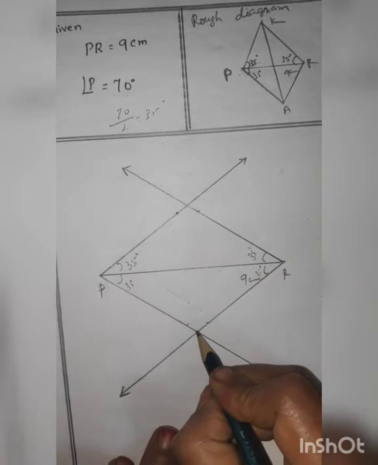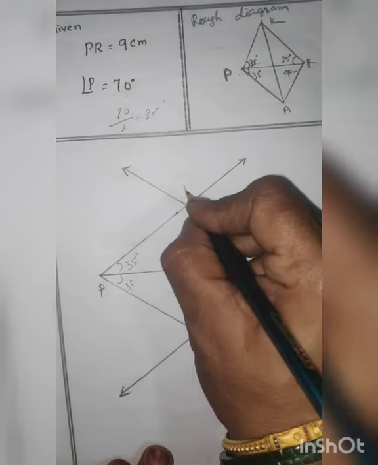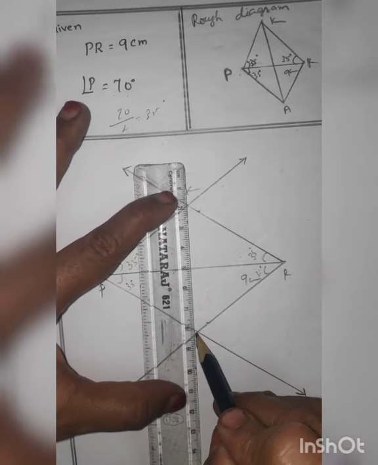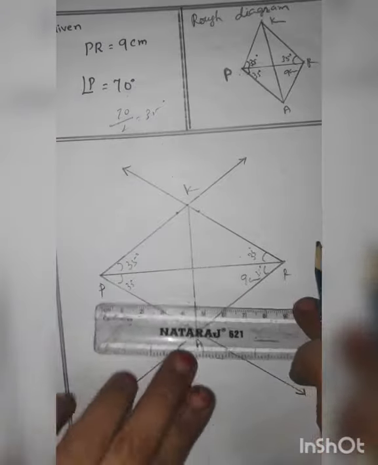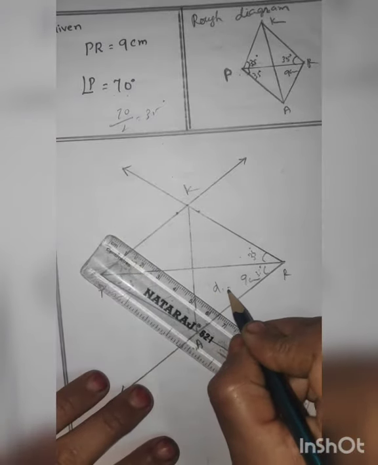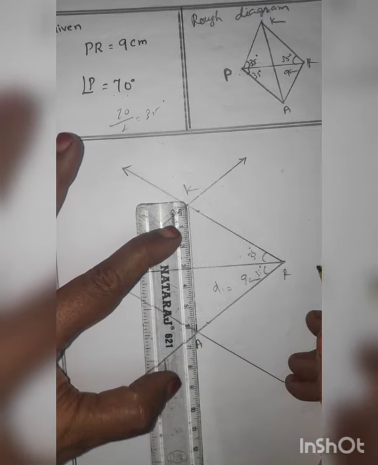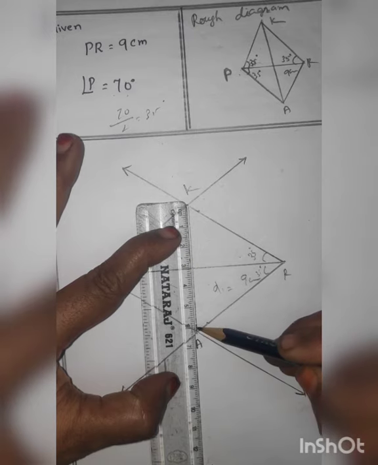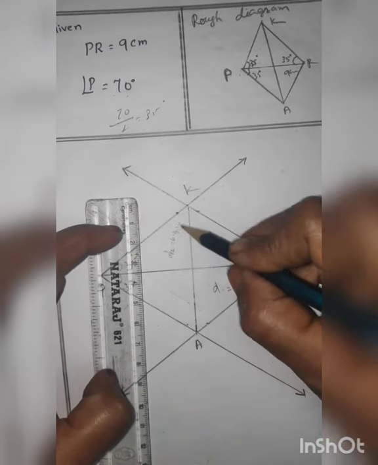At this meeting point, what do we write? P, A, R, and here write K: PARK. Join A and K. Simply join; this is diagonal 2. D1 equals 9 centimeters. D2 equals, measure the length there: 5, 6, 6.1, 6.2, 6.3, 6.4. D2 equals 6.4 centimeters.